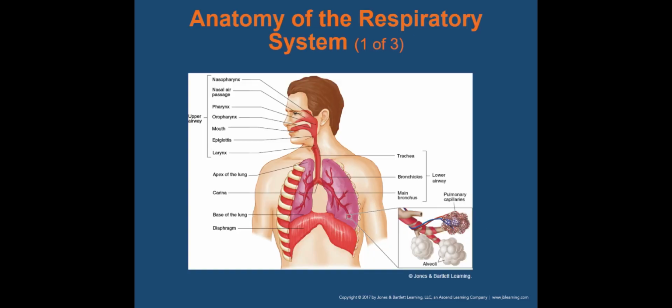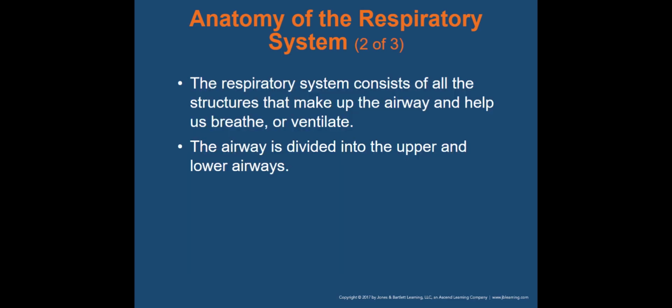The figure on this slide illustrates the upper and lower airways of the body. As we move farther in this, we'll talk more in depth about each of those sections. So the respiratory system consists of all the structures that make up the airway and help us breathe or ventilate. And remember, ventilation is the mechanical process, respiration is the metabolic process.